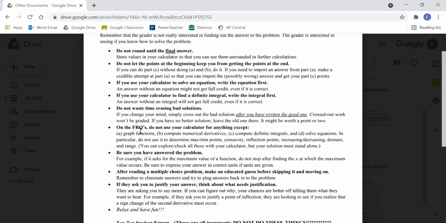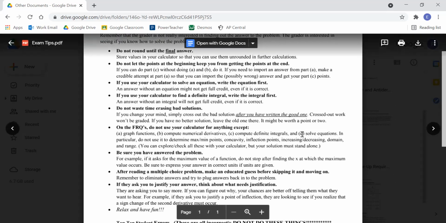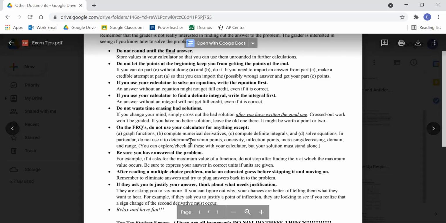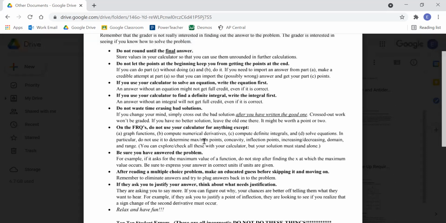On the FRQs, on the free responses, don't use your calculator for anything except these 4 things. Graphing, finding derivatives at a point, finding definite integrals, and solving equations. They want to see calculus work. Obviously, if they want to know the max or the min of some function and they're giving you a calculator, you can graph the function and find the max or the min of it, right? But they want to see that you did the calculus correctly. They want to see that you found the derivative and set it equal to 0 and found the max and the min that way.